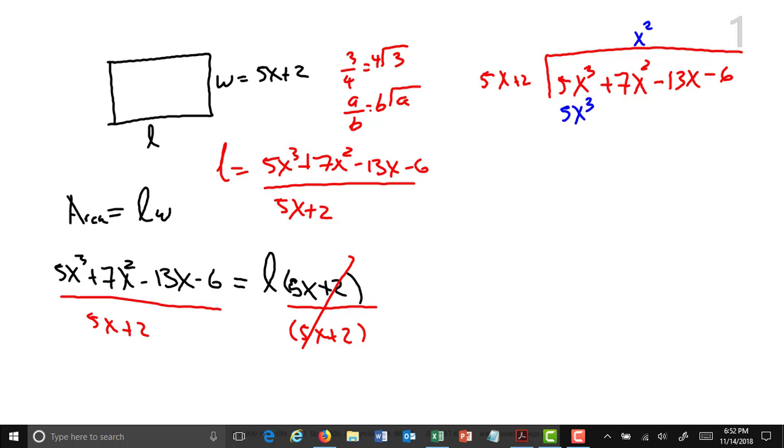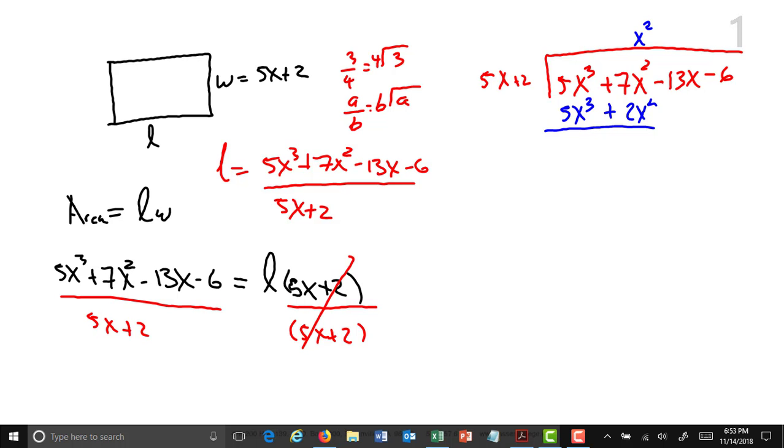Are you seeing this? And if I take this, notice I put it right above the x squared. If I take the x squared and multiply it times 2, what do I got? Plus what? 2x squared.